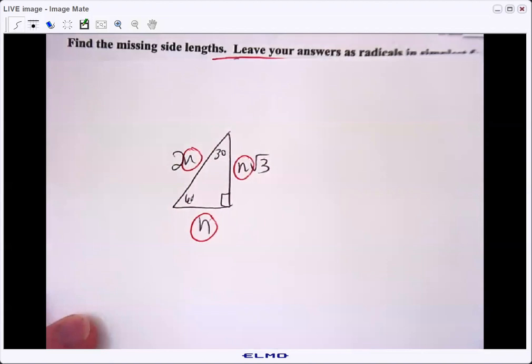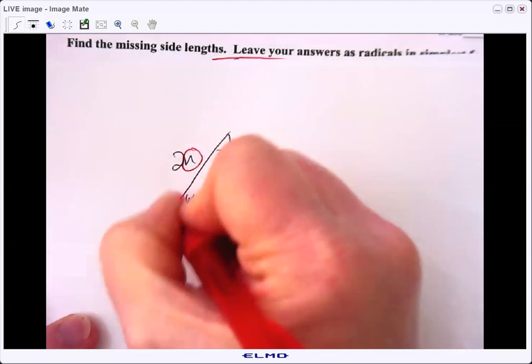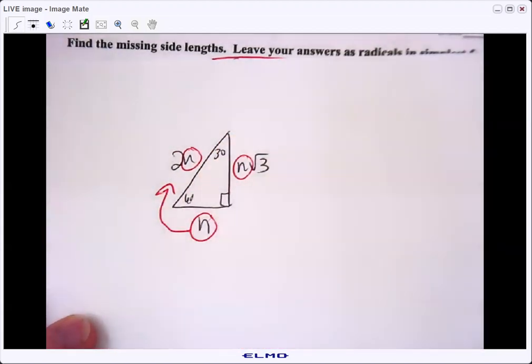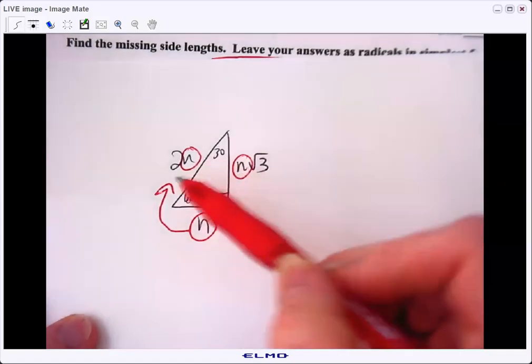So look at the different relationships. In order to get from n to the hypotenuse, what do we have to do to it? What do we have to do to that number? What's in front of your n? 2. Okay, so what does that mean I do to n? Multiply it. Okay, this is an action.